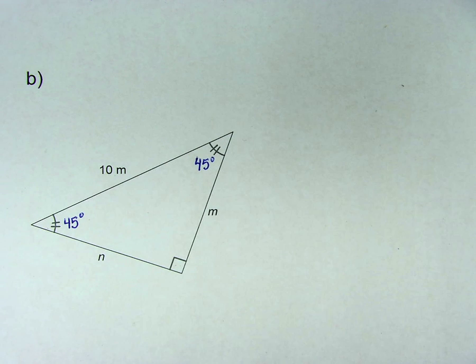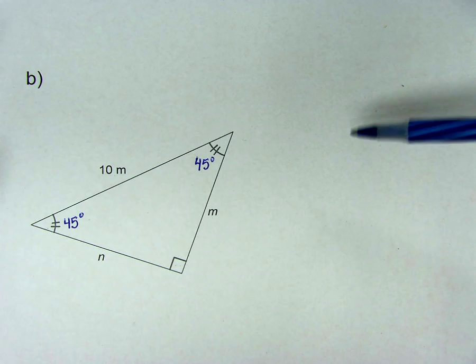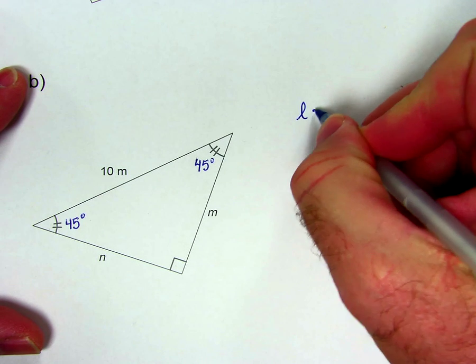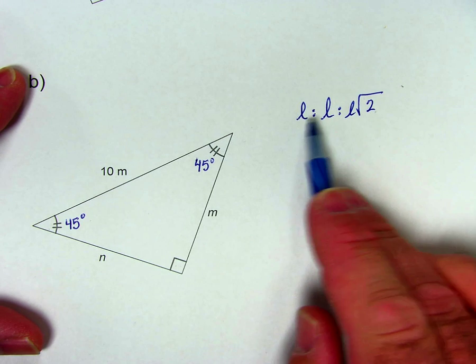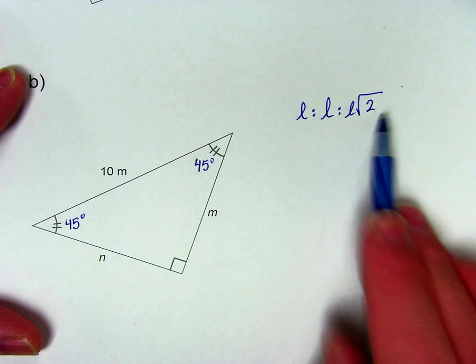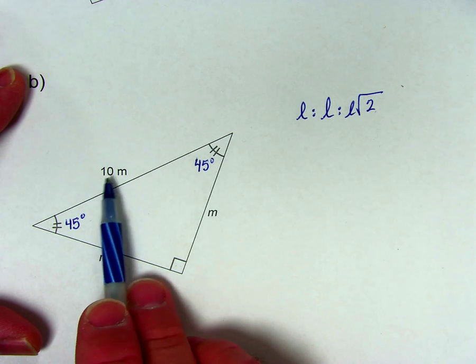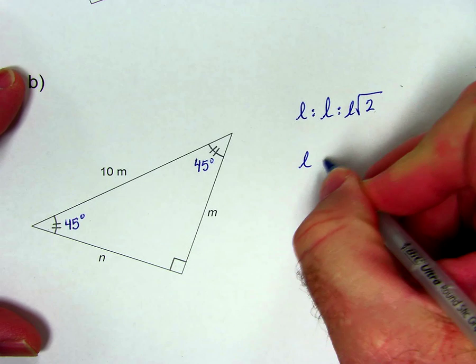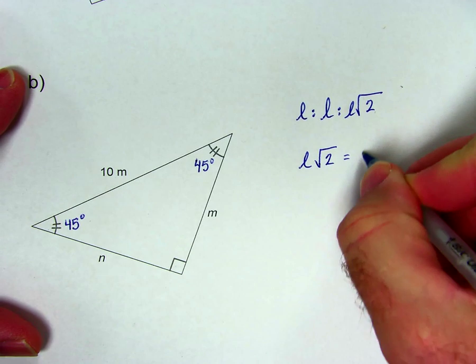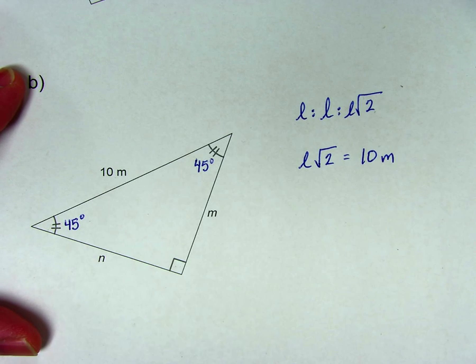Again, those theorems only apply to special right triangles, so we need to make sure before we try to use those that we do actually have one of those right triangles. Now, in this case, we're still going with this ratio of sides. That's L for the length of the two legs, and then the hypotenuse is L times the square root of 2. In this case, we know that the hypotenuse is 10 meters. So that means L times the square root of 2 is 10 meters. To figure out L, we would divide both sides by the square root of 2.